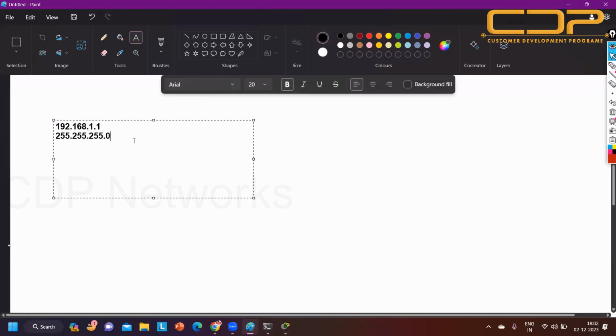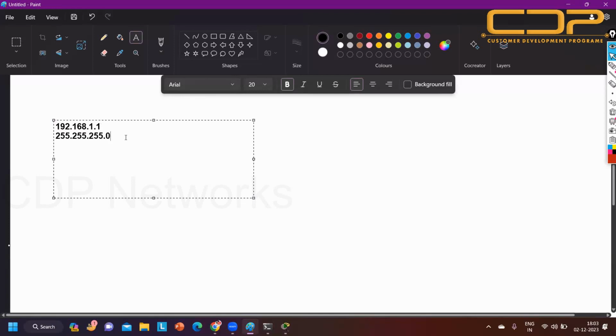192.168.1.255. No. Network ID of this IP address is 192. Yes, very good. This last one, 192.168.1.0. This is the network ID of this IP address. Getting my point? So how do we find the network ID?